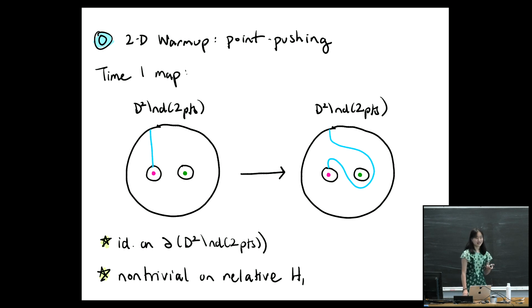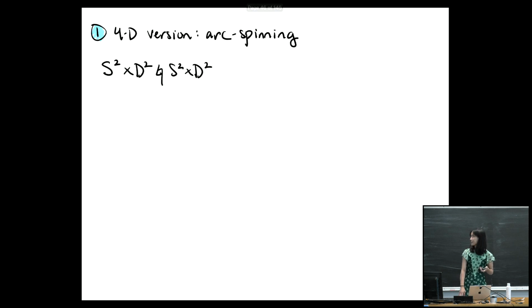OK, so that's point pushing. I think it's due to Joan Berman. The 4-dimensional version is called arc spinning. So now we're back in S2 cross D2, boundary sum S2 cross D2. So let's maybe view this 4-manifold in a friendlier way.